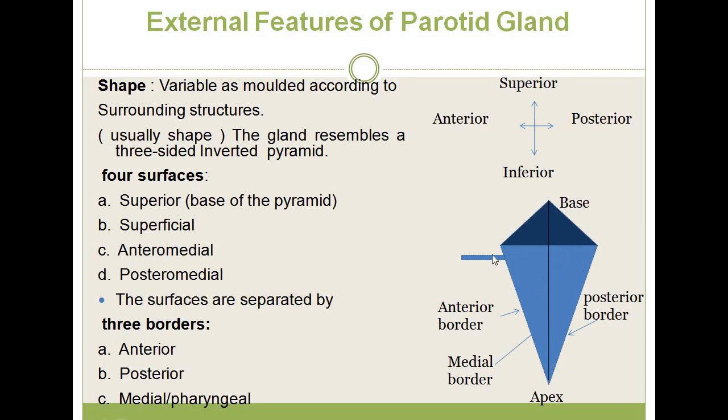There are three borders: anterior border to which this Stenson's duct or parotid duct is attached here, then posterior border, and then medial border or pharyngeal border. As it is inverted pyramidal shape, this is the base, which we say the superior surface, and the apex is directed downward. However, the apex is blunt.